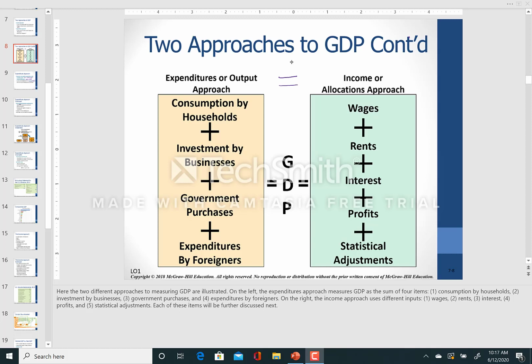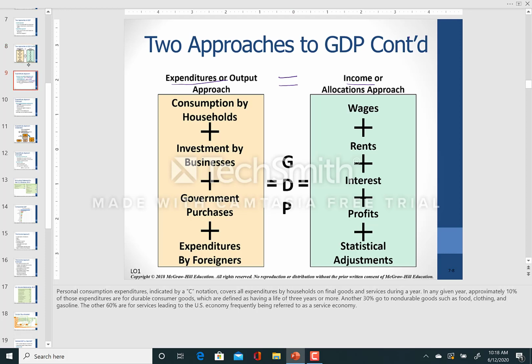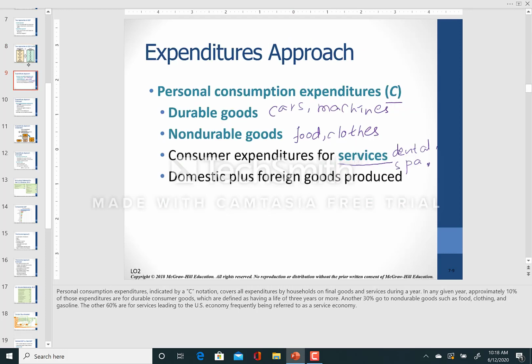So, alright people, let's look at two approaches to calculate gross domestic product. On the left, we have the expenses approach. On the right, we have the income approach. And as you can see, GDP measured using the expenses approach is equal to the GDP measured using the income approach. And in the next couple of slides, we have the components of the expenditure approach.